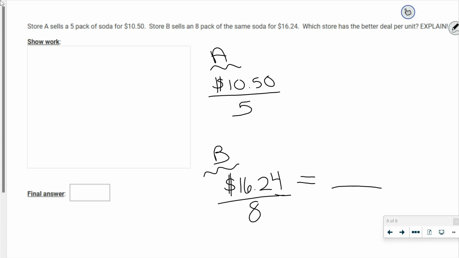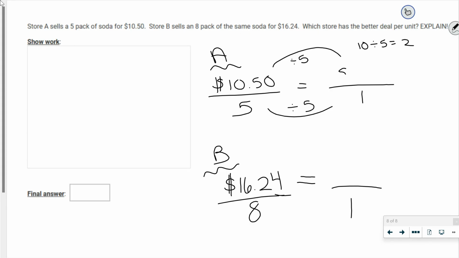Okay, so we want to find each per unit, which means for 1. All right, so let's do this out. To go from 5 to 1, we divide by 5. Now let's do $10.50 divided by 5. You can actually do this kind of quickly in your head. We know that 10 divided by 5 is 2, so it's going to be $2. And then 50 cents divided by 5 would give you 10 cents. So it's going to be $2.10 for 1 unit.